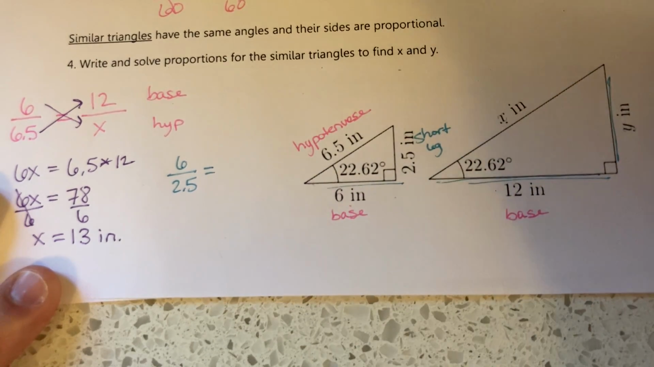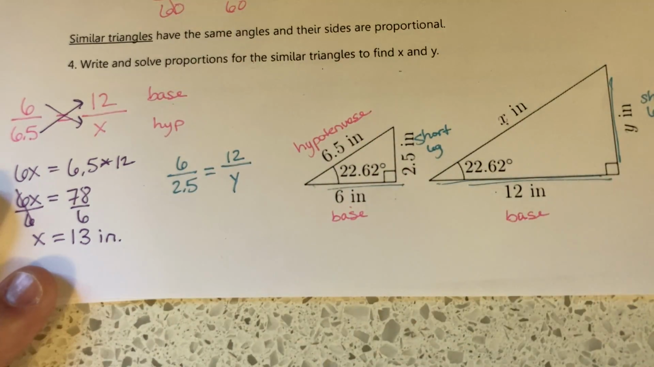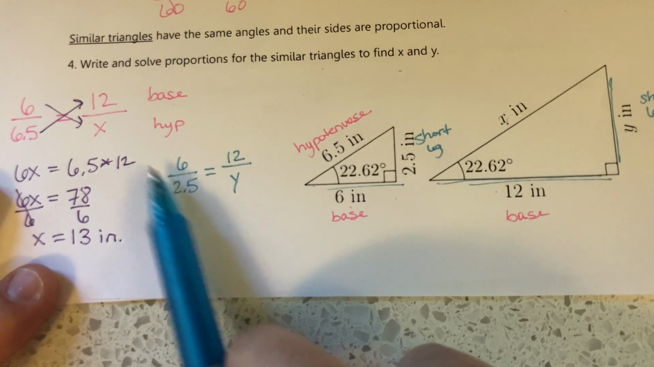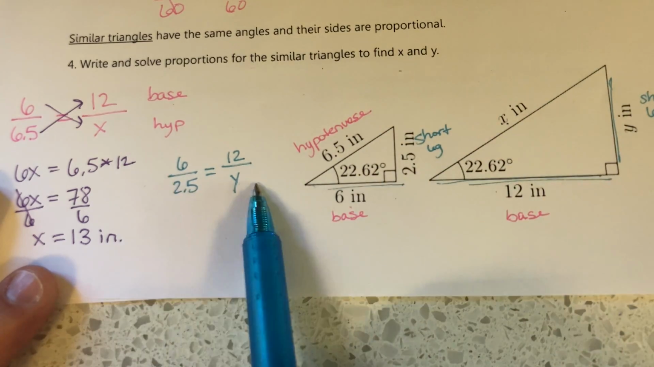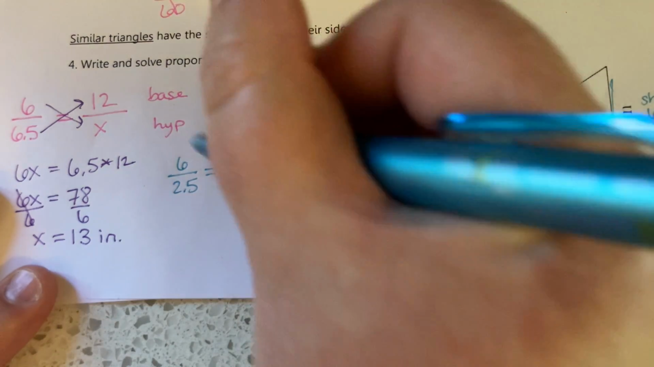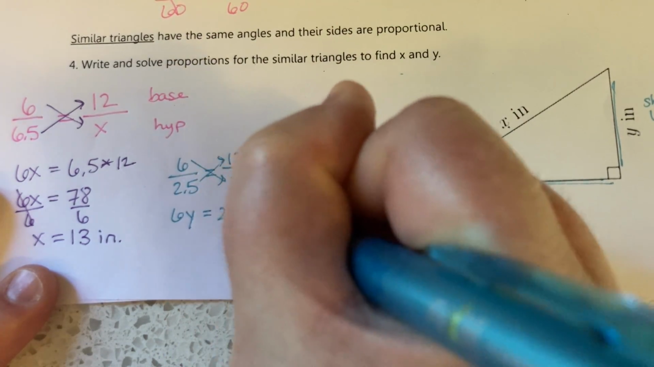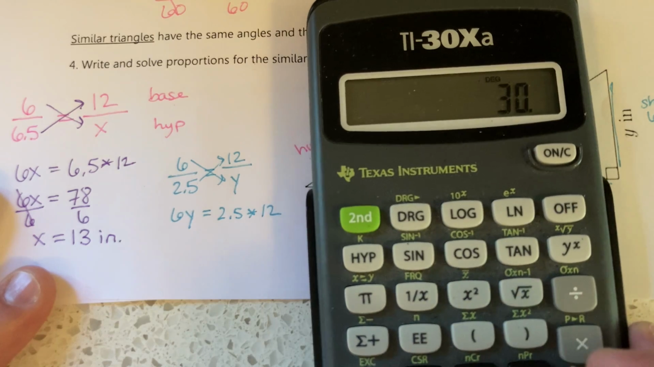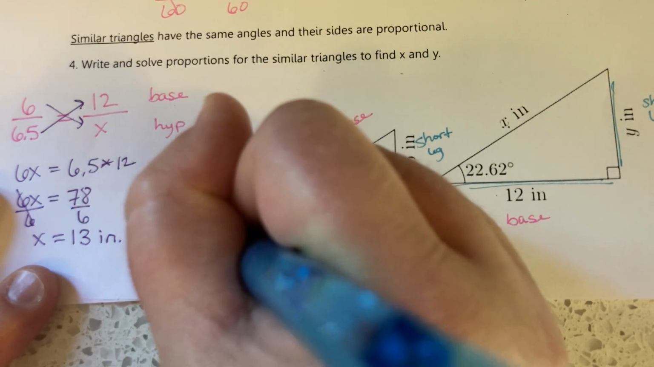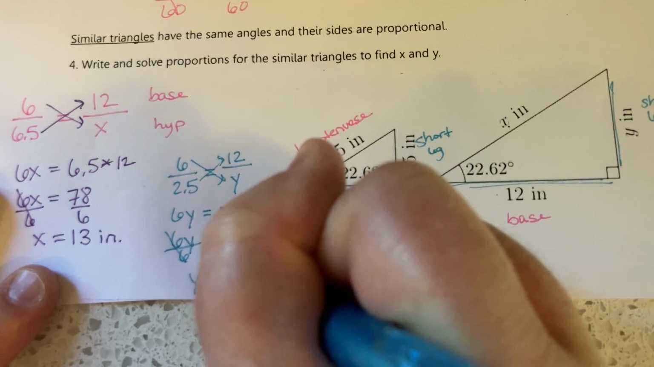So we need to do the same order for the other fraction, where the base goes on the top and the short leg goes on the bottom. Now again, you could have put short legs on top and bases on the bottom, but you just need to make sure it matches the long leg, short leg, short leg. And then we're ready to cross multiply. So 6y equals 2.5 times 12. Get out the calculator. 2.5 times 12 equals 30. So 6y equals 30, divide by 6, divide by 6. That one I can do without a calculator. Y is 5 inches.